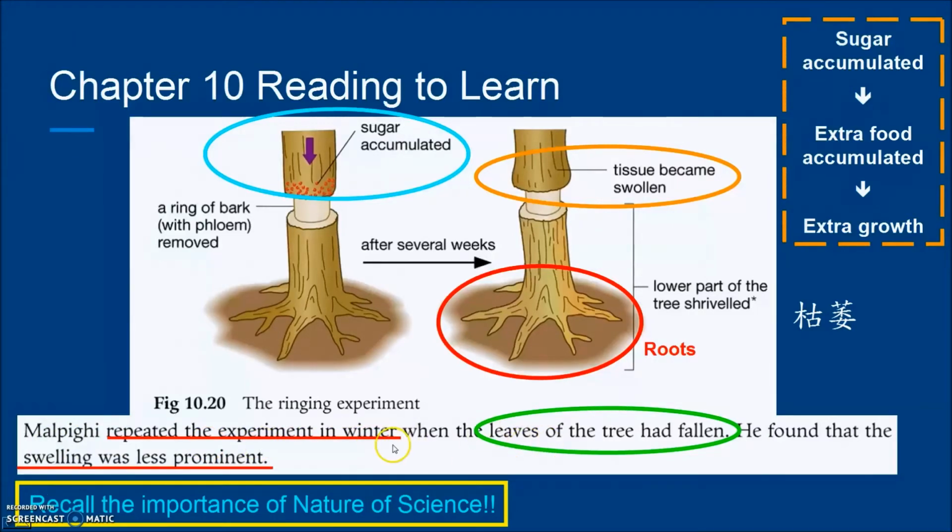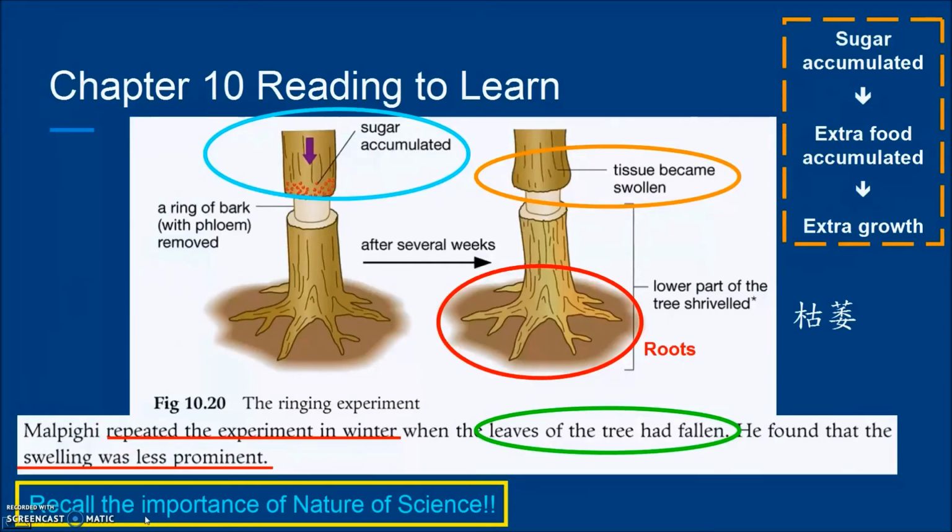So in winter, the leaves of the tree had fallen. So this phenomenon is very important for you to answer the question. And finally, he found that the swelling was less permanent, not that obvious. So the swollen part, yes, we can see it, it's swollen, but the degree of the swelling is not that high.